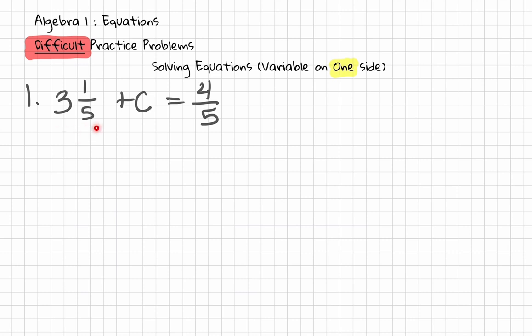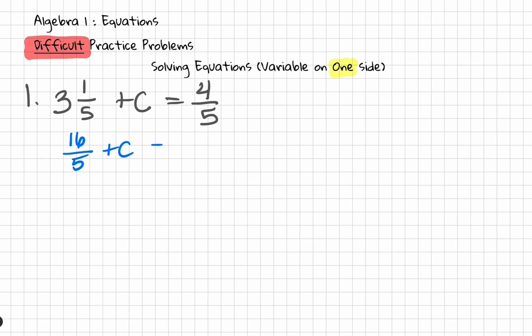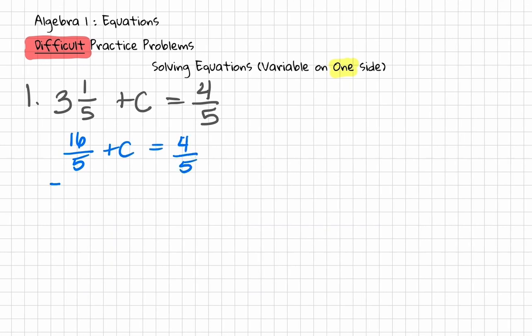I don't like having a mixed fraction with a proper fraction, so I'm going to change this mixed fraction to an improper fraction to make the math easier. So that will be 16/5 plus c is equal to 4/5. I'm going to subtract 16/5 to isolate the variable c. And now my answer is negative 12/5.